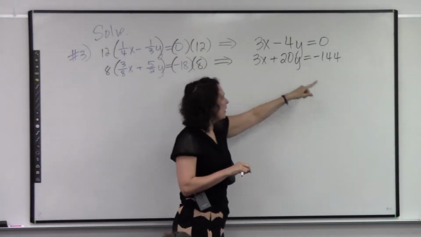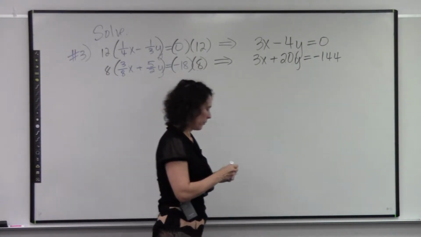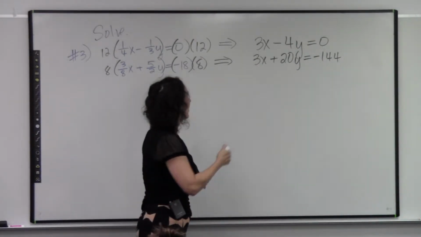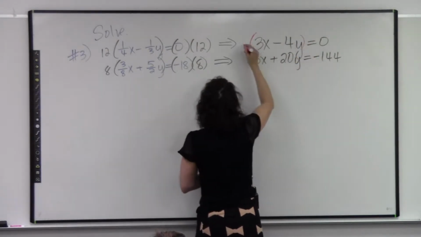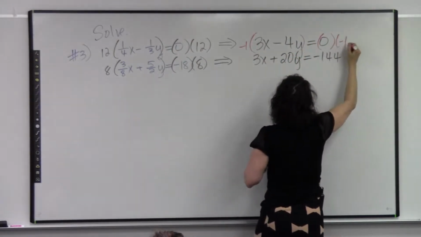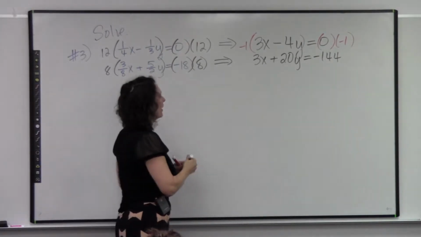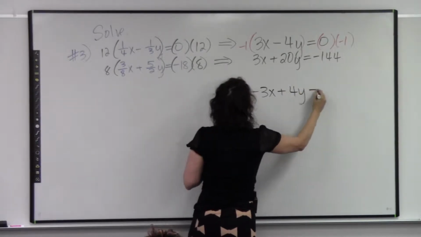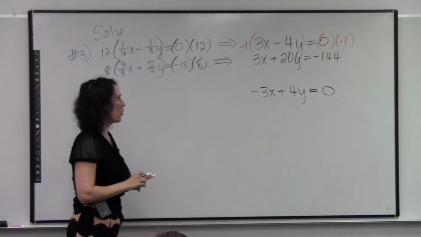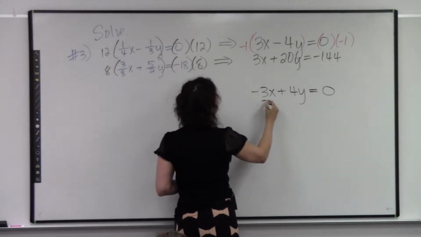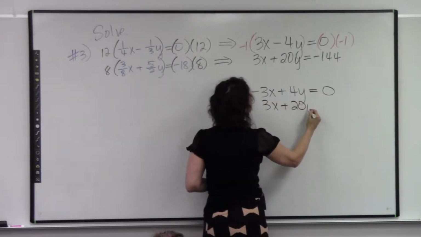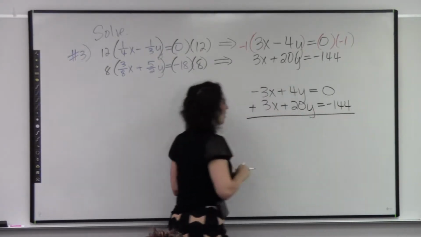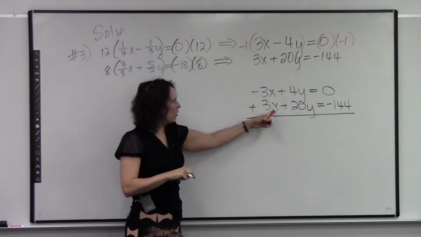So do you agree it would be easier to eliminate x's? Yes. All right, so what could I do to be able to eliminate x's? All right, so let's do that. All right, so if I distribute that negative 1, we're going to have a negative 3x. Very good. So a negative 3x plus 4y equal to 0. That bottom equation is going to stay the same, correct? And we're going to start adding. Notice my x's are canceling, which they should.